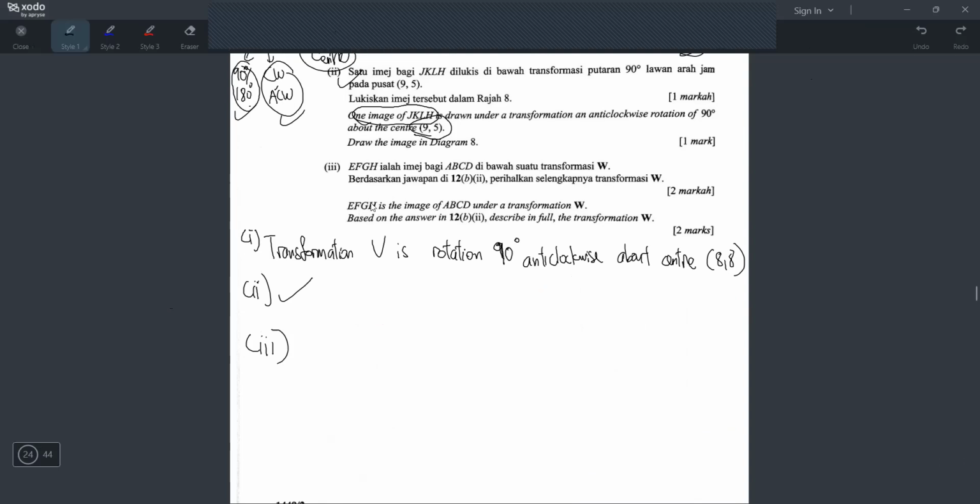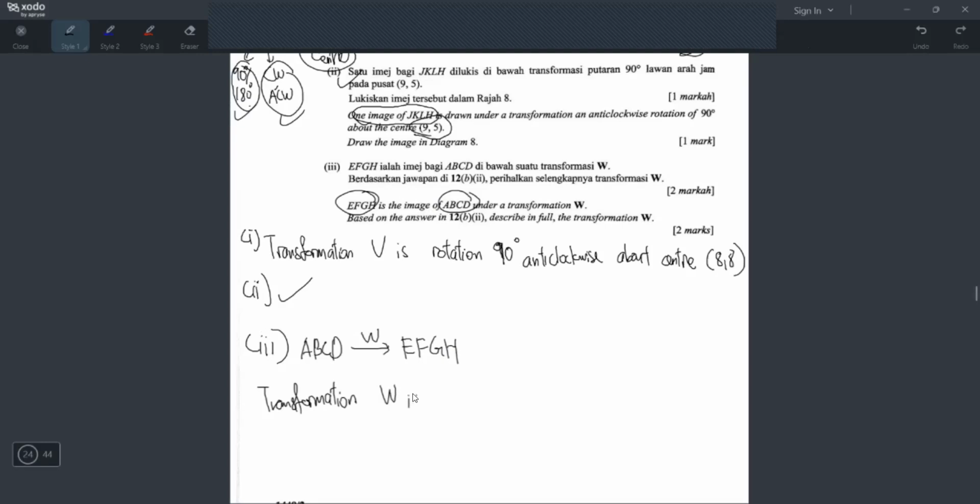Number 3 says EFGH is the image of ABCD under transformation W. Based on the answer in 12B2, describe in full transformation W. Okay, let's write down the arrow punya first. So siapa dekat belakang, siapa depan. So EFGH is image, means definitely this one have to write at the back. And then ABCD was the object lah. Okay, because EFGH is image, right? And this arrow is the W. So now I will have to describe transformation W, right?